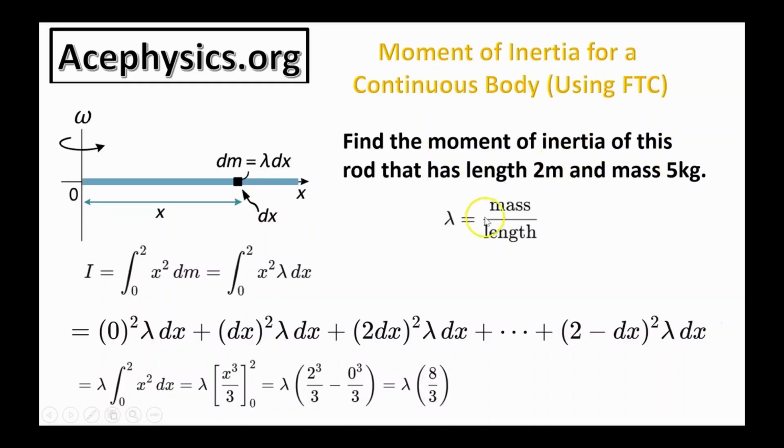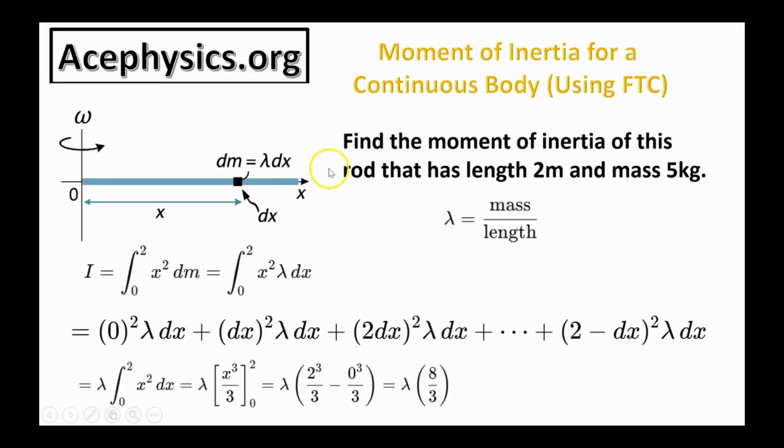Now let's look at an example where we calculate the moment of inertia for a continuous body. Find the moment of inertia of this rod that has a length of 2 meters and a mass of 5 kilograms. Here's a rod. You can think of it as a metal structure. It's much longer than it is thick or wide. For example, you could think of it as a long nail. You're rotating it about one edge, and the question is, what is the moment of inertia?